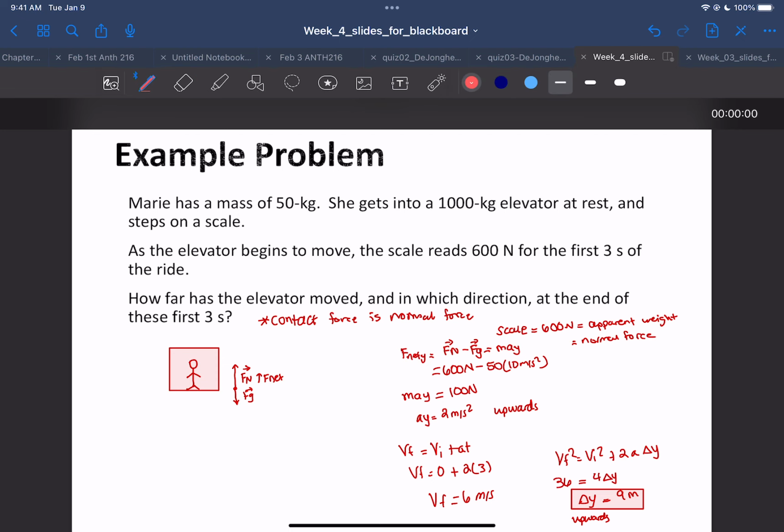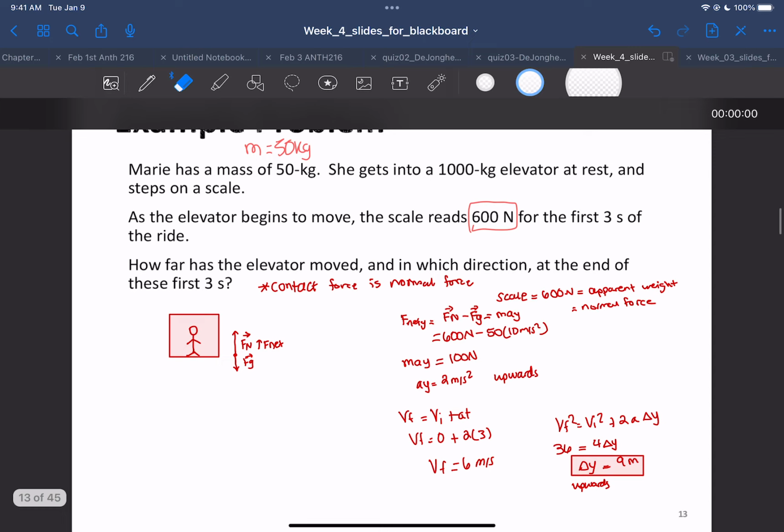So Marie, her mass is 50 kilograms. And it says that as the elevator begins to move, the scale reads 600 newtons. So this is 600 newtons is what the scale is reading. That's what the scale is displaying for the first 3 seconds. Now, it's also asking you how far has the elevator moved, and then in which direction, like upwards or downwards, at the end of the first 3 seconds.